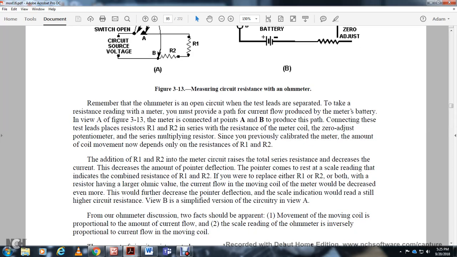Remember, the ohmmeter is used with the circuit open and the test leads separated to measure resistance. Connecting the test leads provides a path for current flow through the meter, as shown in view A of figure 313. The meter is connected at points A and B.